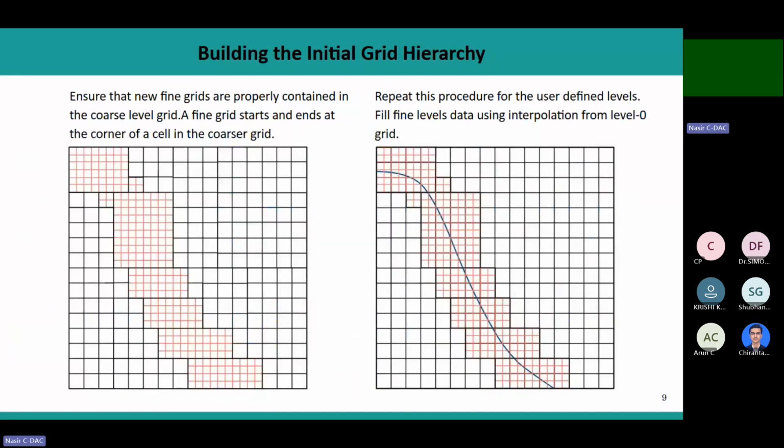Now my next step is to fill the fine level data. This fine level data is filled from the base level data with the help of interpolation. There are multiple interpolations we can choose from, according to our accuracy, whichever is more suitable to us.